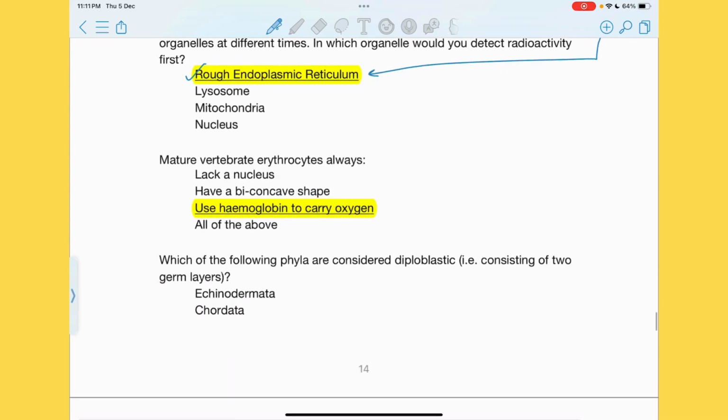Next question says, mature erythrocytes always lack a nucleus, have a biconcave shape, use hemoglobin to carry oxygen, all of the above. I don't know why they have given option C as the correct option, but accordingly, if they say the mature vertebrate erythrocyte, it should be all of the above. If you know the correct explanation, do comment and help all of us.